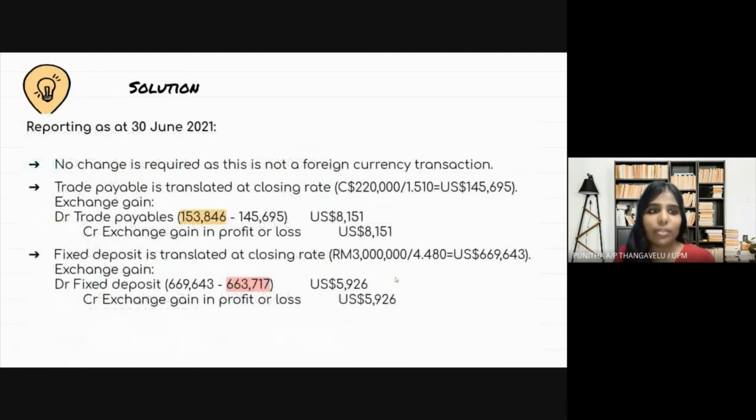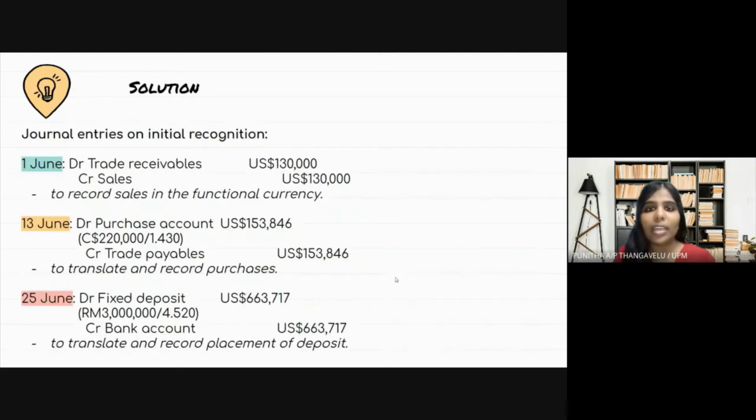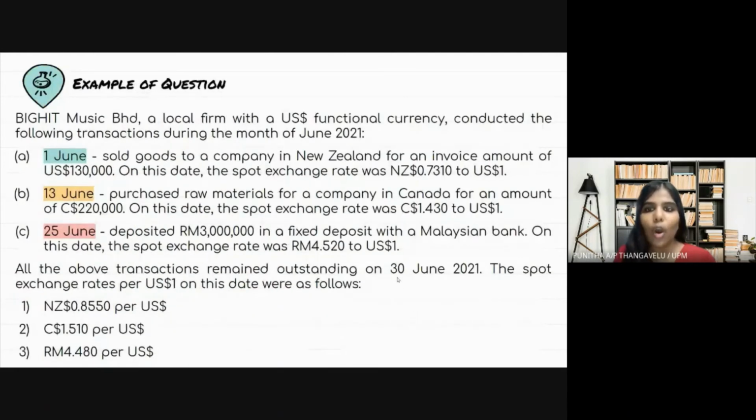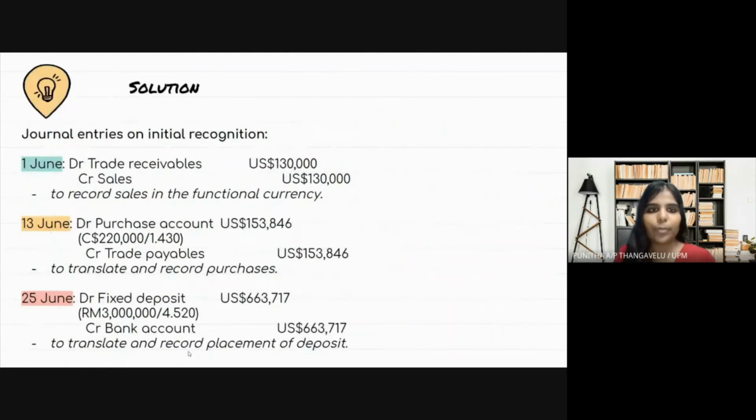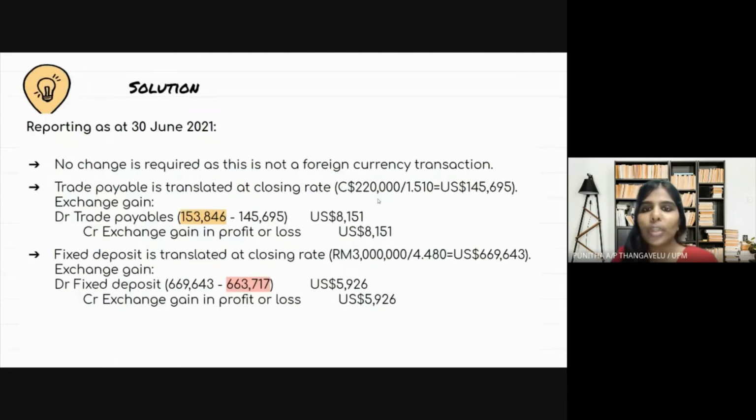For the second transaction, trade payable is translated at closing rate. The rate is given in the question on 30th June 2021. These are the rates. So we will translate the purchase amount, which is in Canada dollar amounting to 220k, into US dollar using the closing rate. So it gives rise to exchange gain.